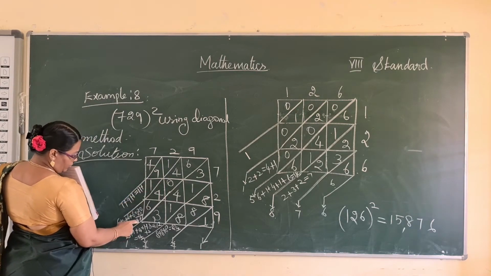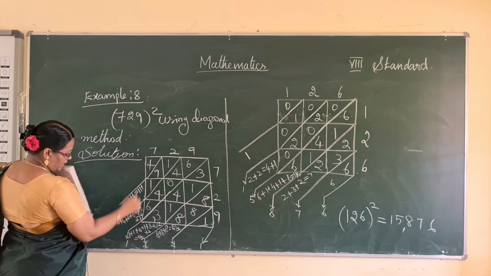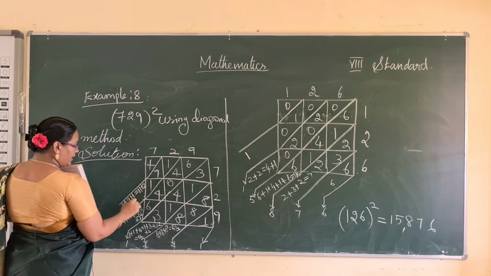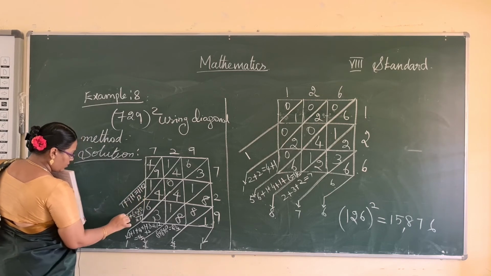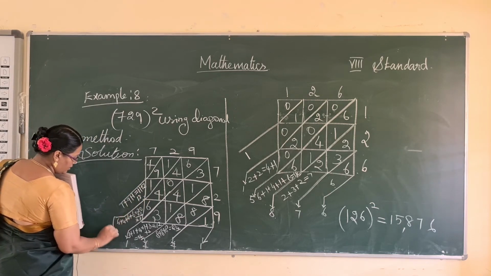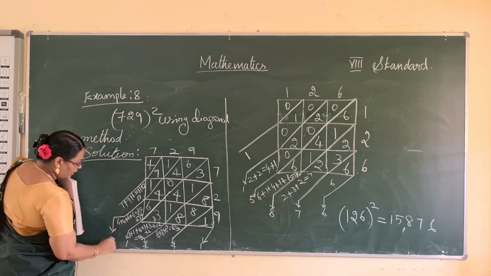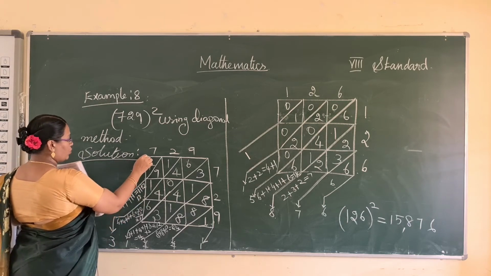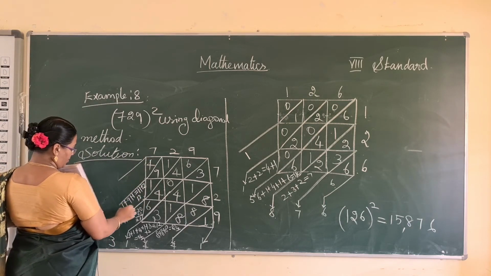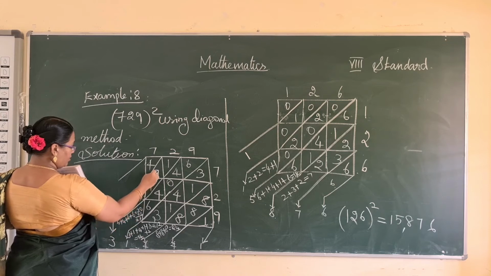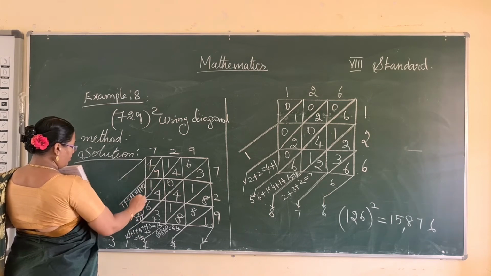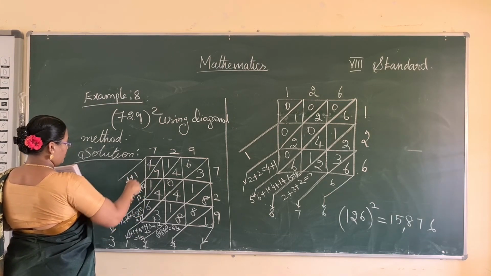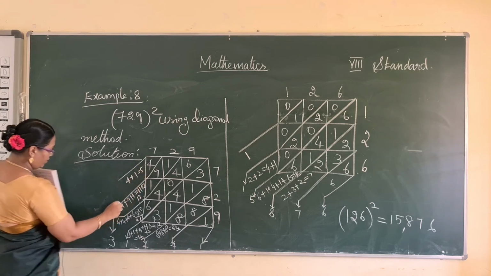Already here 2. So 2 moves to that side. So 2 added here, 13. So write here 3. Remaining 1 carry forward to this one. Okay. So 4 plus 1 is equal to 5.